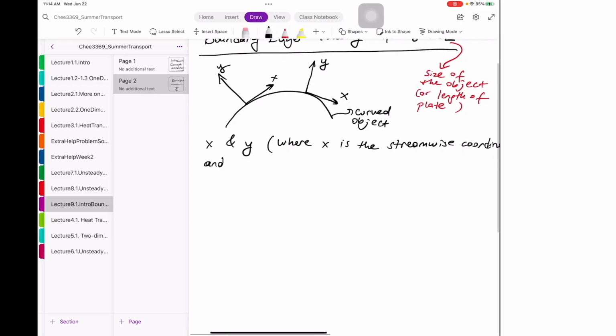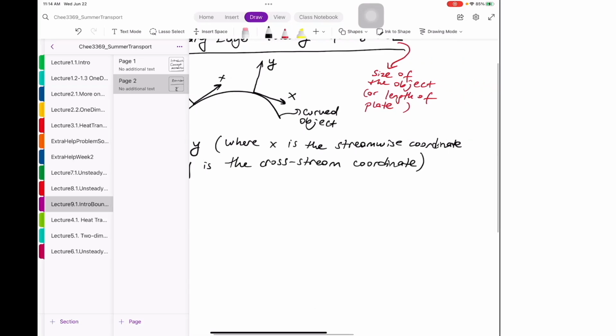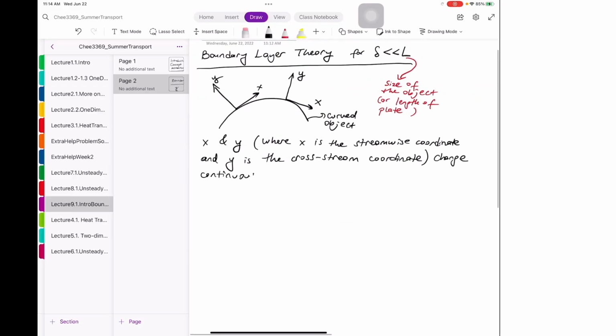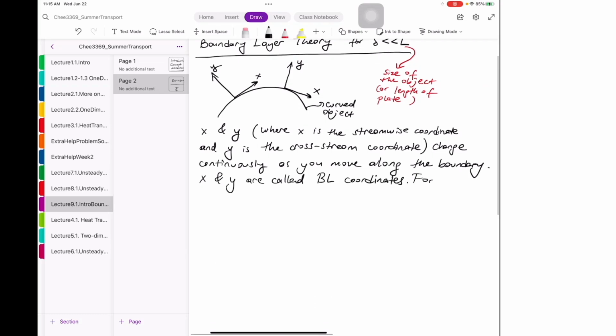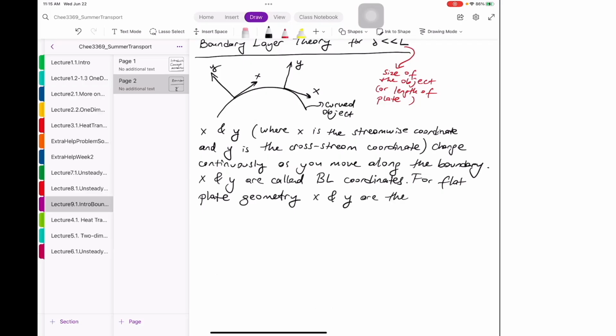So let me define where x is the streamwise coordinate and y is the cross-stream coordinate. This x and y change continuously as you move along the boundary. X and y can be called boundary layer coordinates. For flat plate geometry, x and y are the same as Cartesian coordinates.